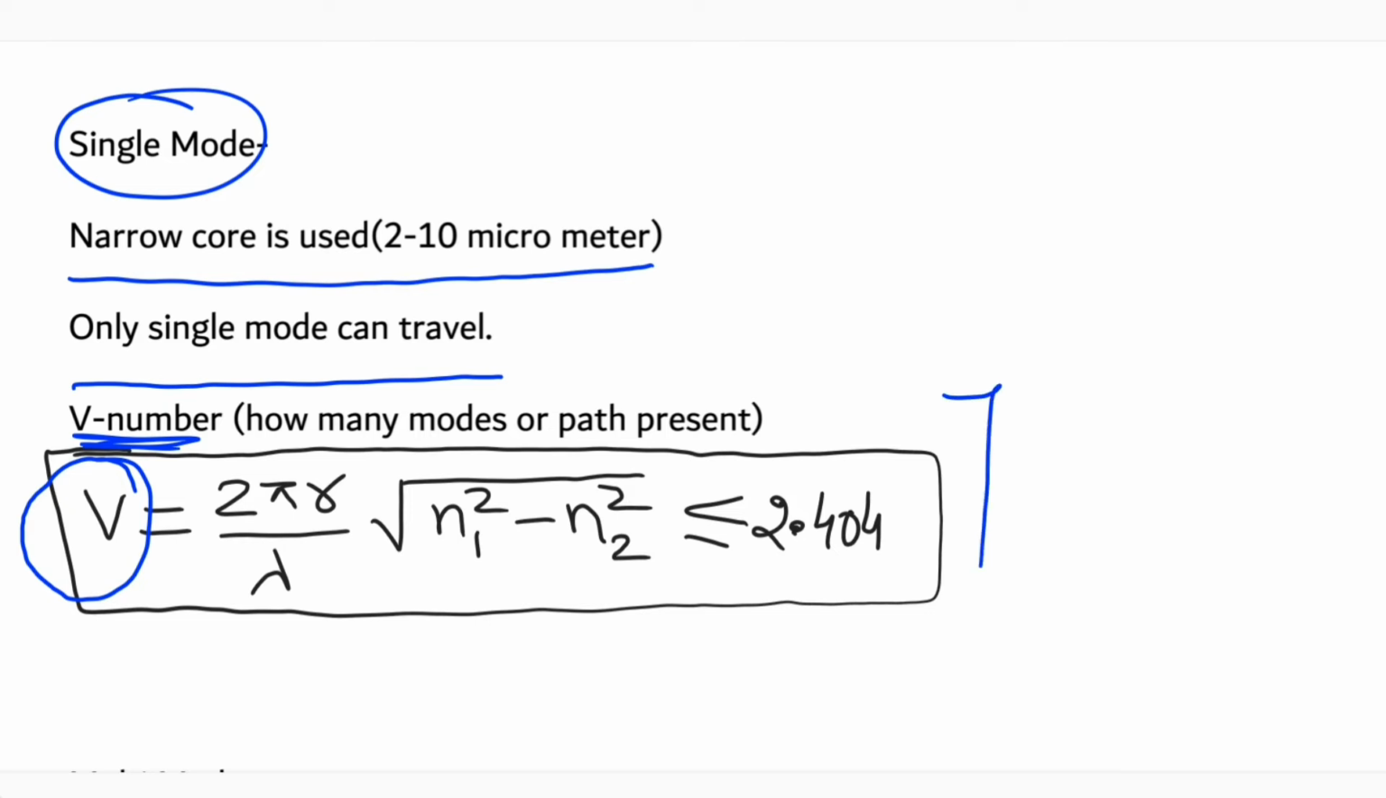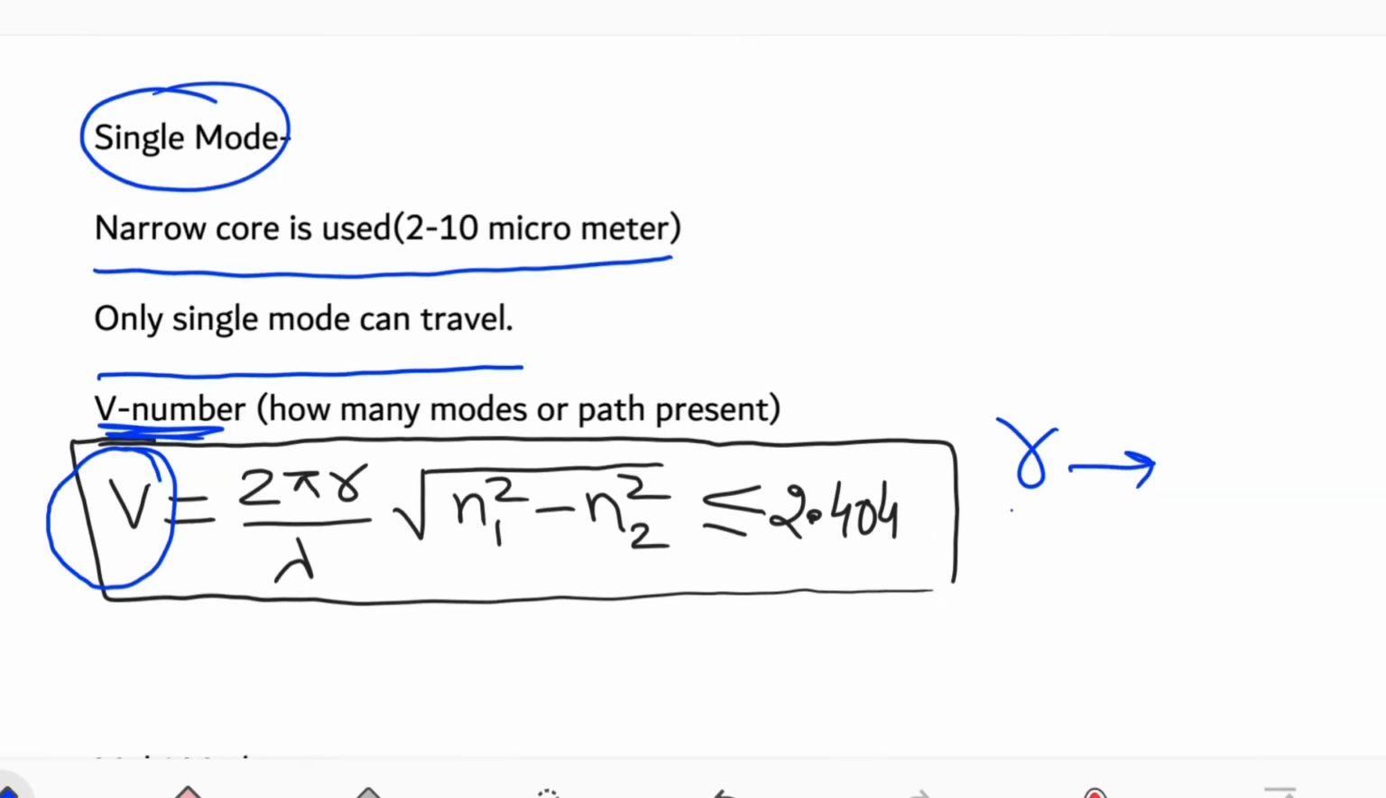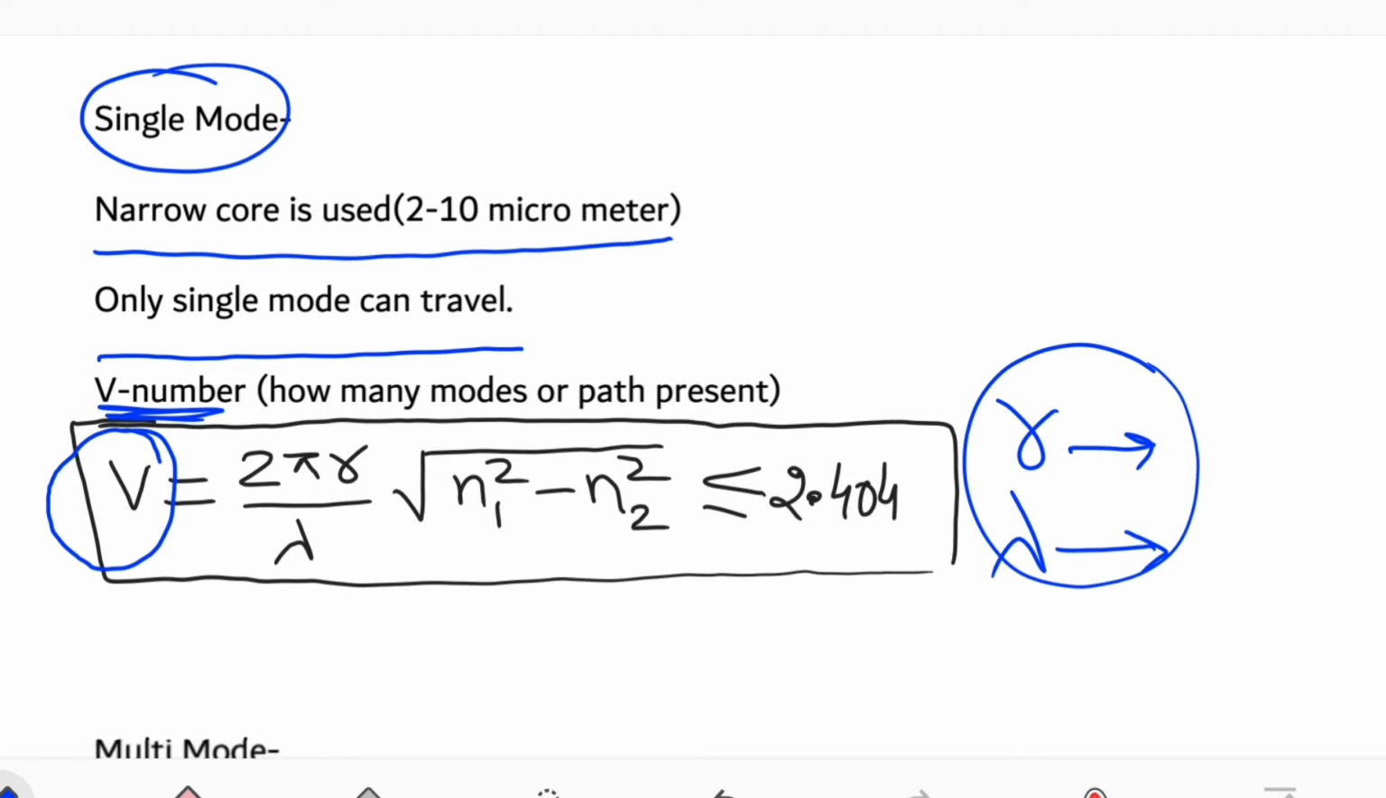So this formula is important, and the formula says V equals 2 pi r by lambda, root of n1 square minus n2 square. The formula itself is very clear, and we have to remember it. Here r is the radius and lambda is the wavelength of the light which is used, and the other parameters n1 and n2 are very clear.